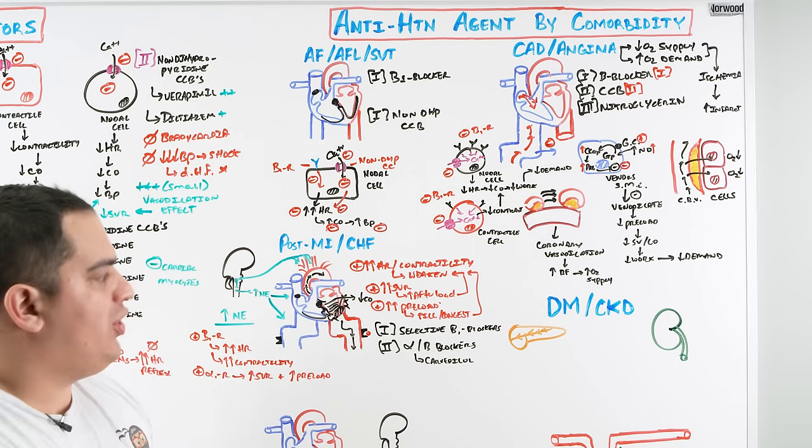So now, we have a special enzyme that converts angiotensin I into angiotensin II. This is called ACE. We have a receptor here called an angiotensin II receptor, where angiotensin II binds. If I give a drug, such as an ACE inhibitor, such as lisinopril, captopril, enalapril, it's going to inhibit this enzyme. It's going to inhibit angiotensin I conversion into angiotensin II. It's going to decrease the levels of angiotensin II. If I give an angiotensin II receptor blocker, it's going to inhibit angiotensin II from binding onto the receptor.